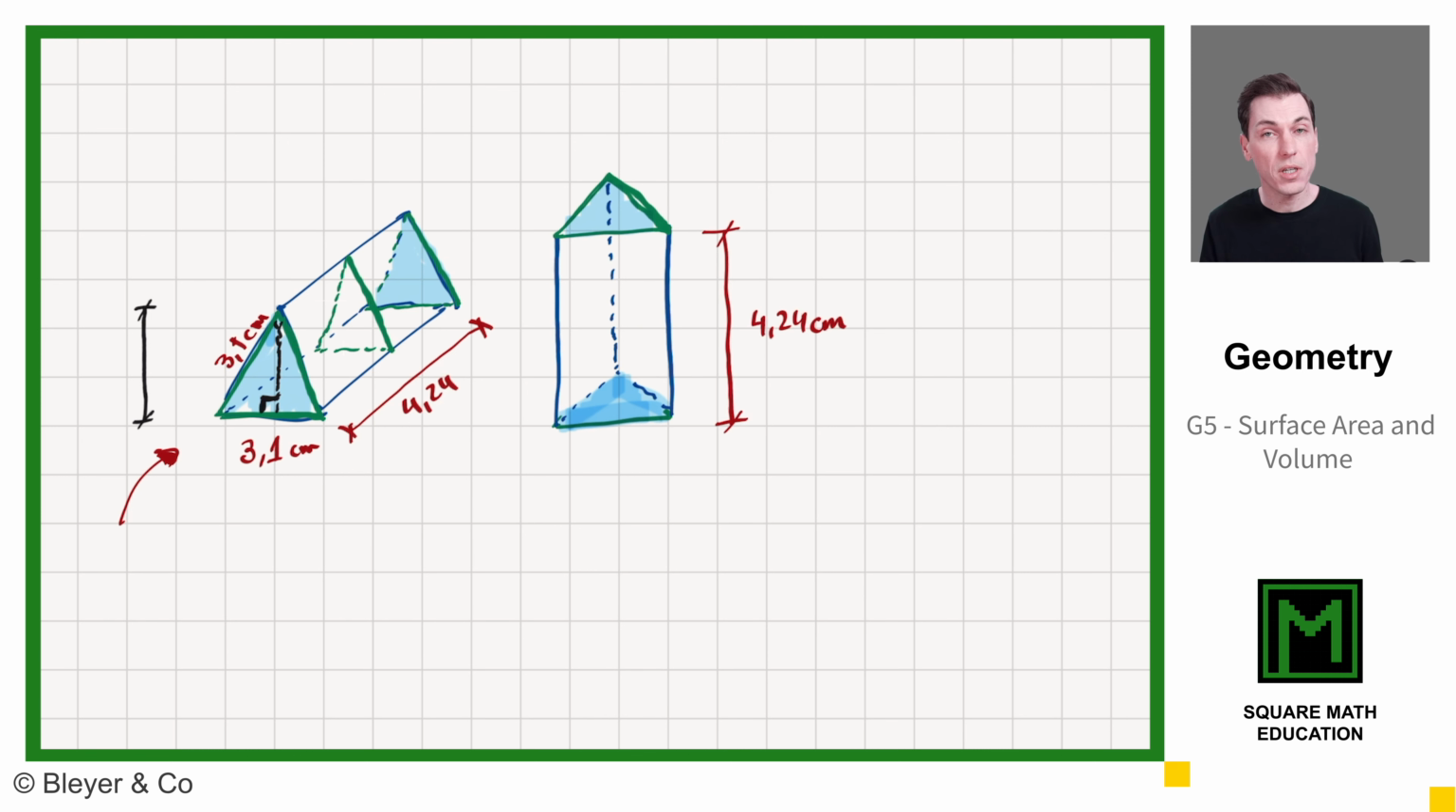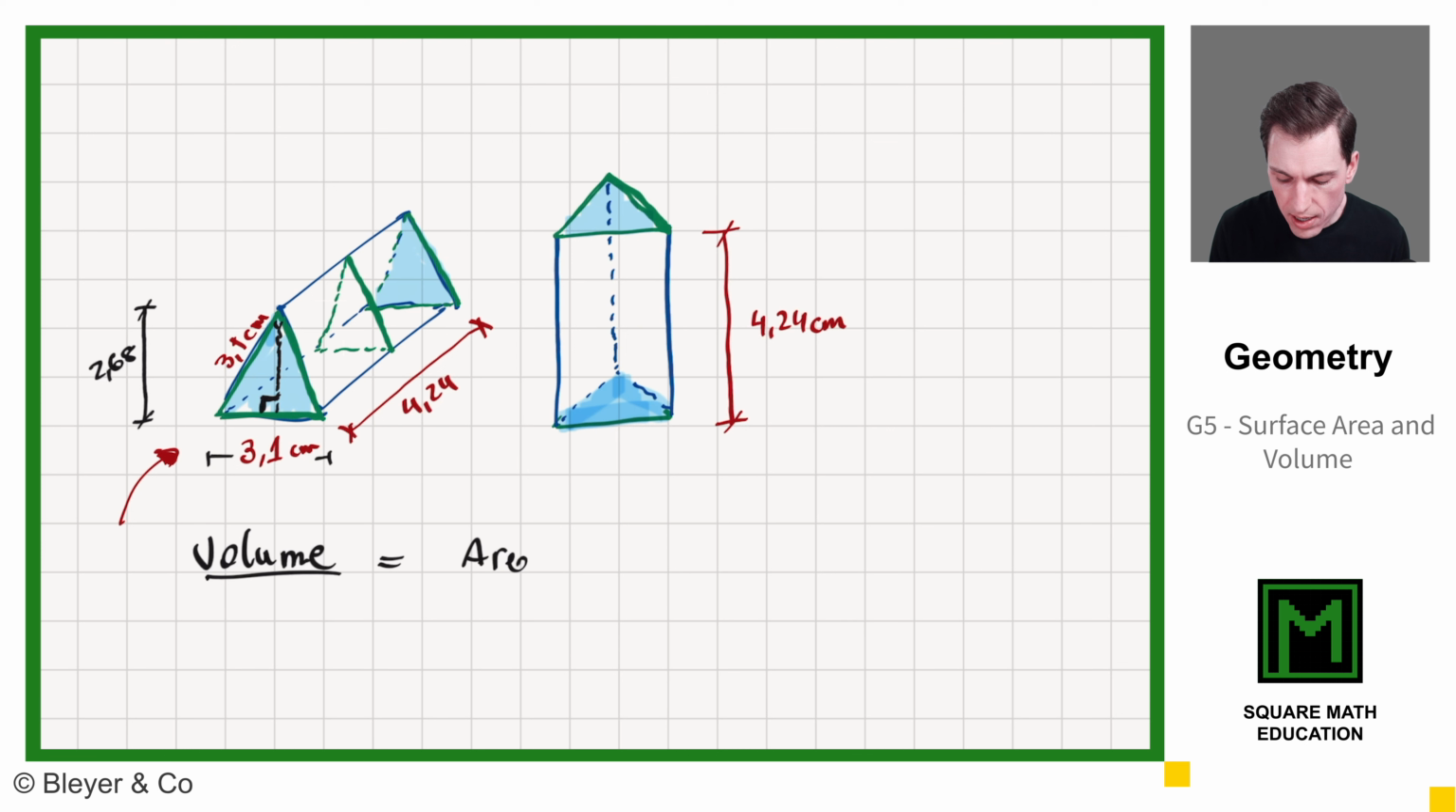If this were a two-dimensional shape, we often call 3.1 the base of my triangle, and then 2.68 would be the height of my triangle. But we start avoiding this wording since we might mix it up with the height of the entire three-dimensional shape. Either way you look at it, we want to calculate the volume and the total surface area. Let's start with the volume. Volume is the area of the base times the height.